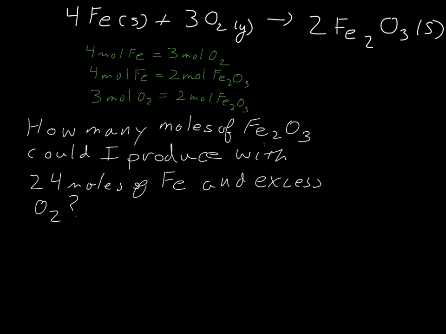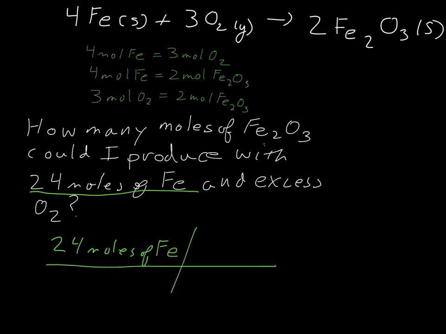So I read this question, and I've been given one number, 24 moles of iron. So I'm going to use that to start my line with. 24 moles of iron. According to this chemical reaction, my relationship between moles of iron and my moles of iron 3 oxide is 4 moles of iron can produce 2 moles of iron 3 oxide. So it's a 4 to 2 ratio. So my conversion factor is right there.